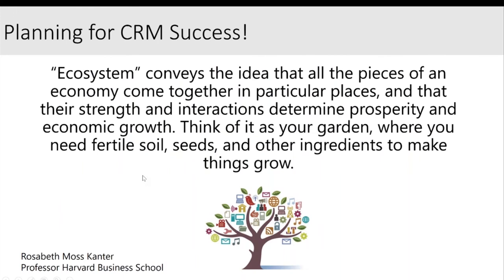So I talked about ecosystem there. And ecosystem is probably said best by Rosabeth Moss Kanter, who's a professor at Harvard. She said, ecosystem conveys the idea that all the pieces of an economy come together in particular places, that the strength and interactions determine prosperity and economic growth. Think of it as a garden where you need fertile soil, seeds, and other ingredients to make things grow.